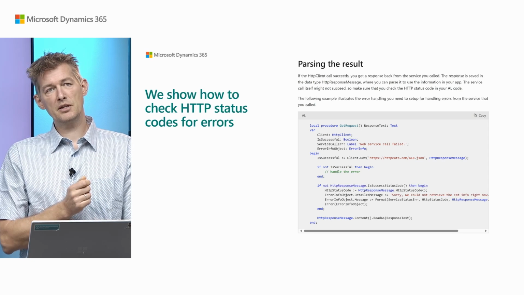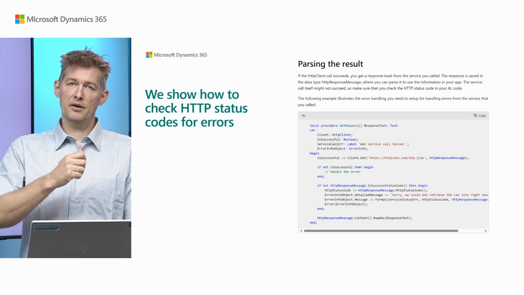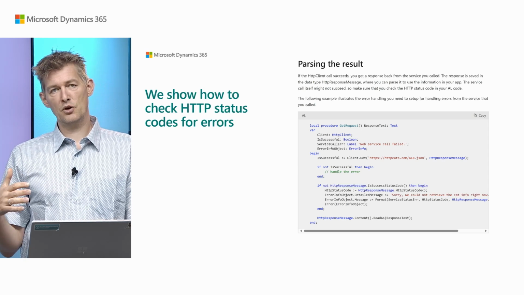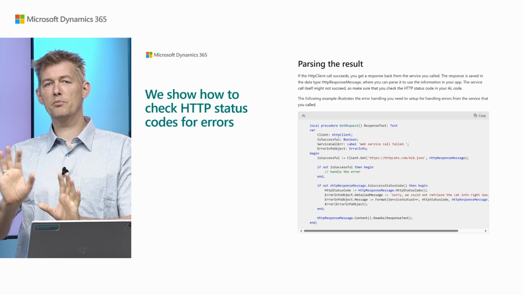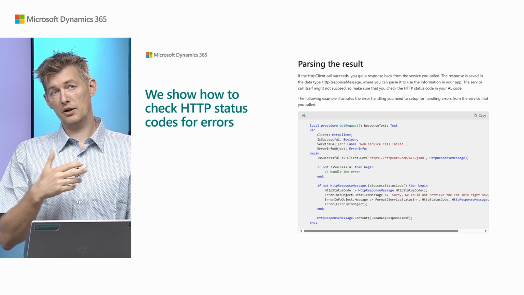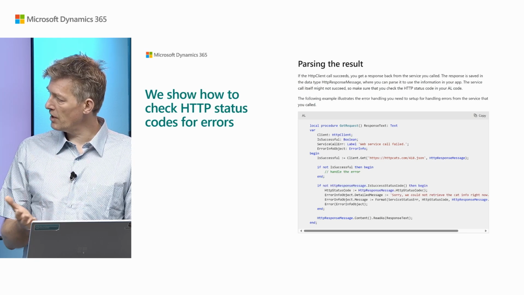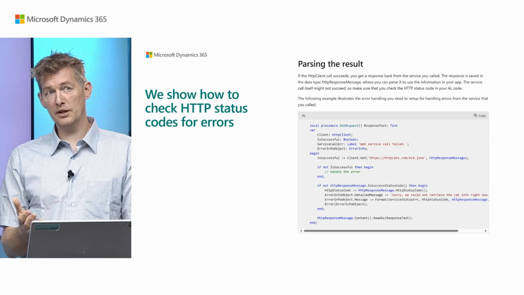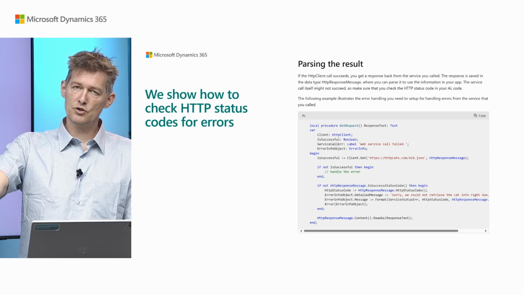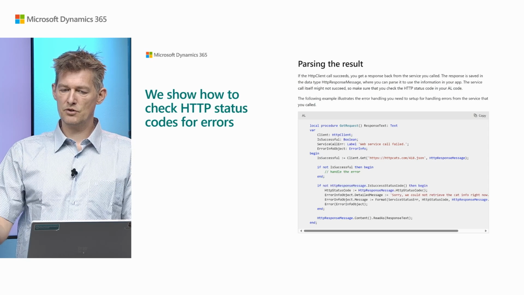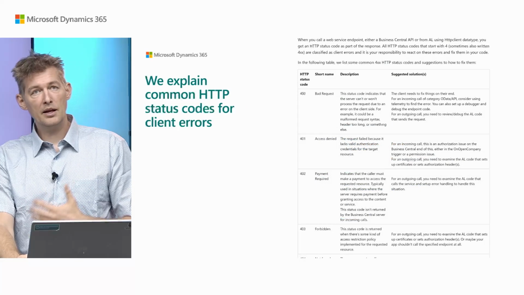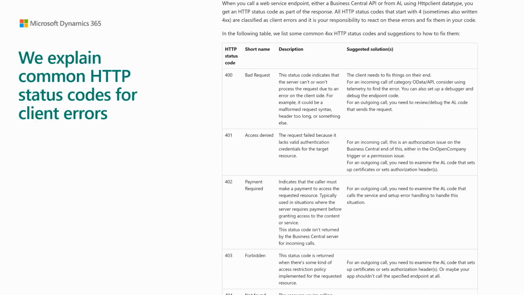Especially for HTTP status, it could be that the external service is saying, hey, wait a minute, you need to back up a bit. So you can also put in code here for retry strategies and then make your code more resilient in case the service you're calling is having some transient issues. And then we explain, as I mentioned, all the common HTTP error codes with also suggested solutions, whether you have inbound calls or outbound calls.